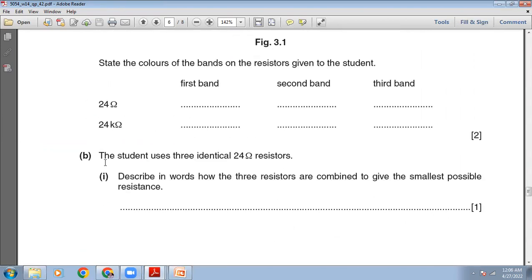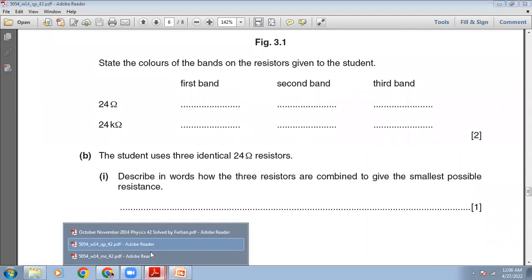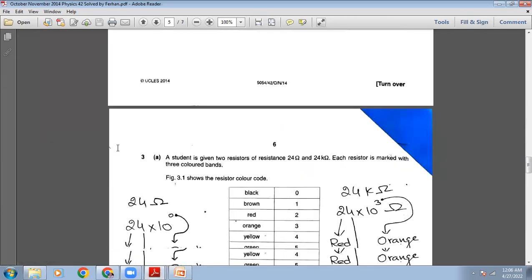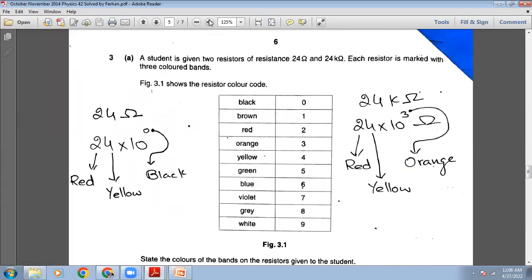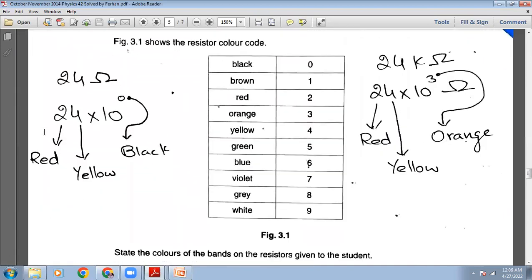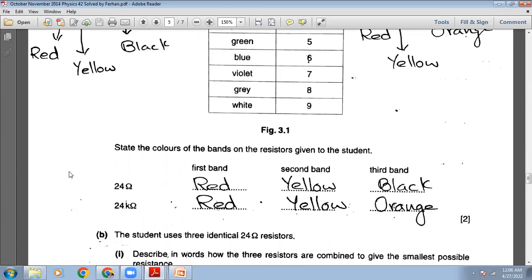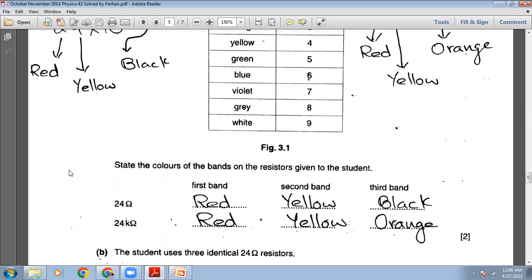One resistance is 24, the other one is 24,000. So 24 means 24 multiplied by 10 raised to power 0. The first color is for this digit, the second color is for this digit, and the third color is for this power. So 2 means red, 4 means yellow, and 0 means black. So the colors will be red, yellow, black.